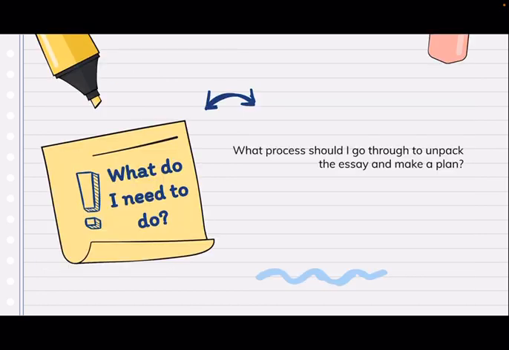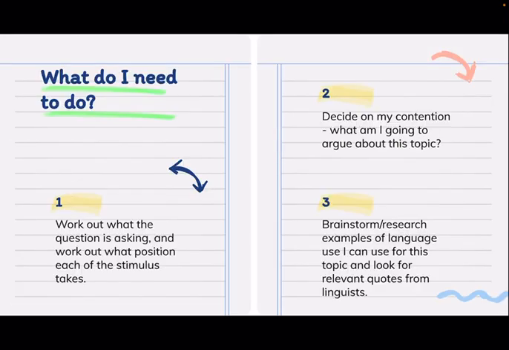Alright, so we're going to talk now about what you need to do, so the process that you actually go through to unpack an essay and make a plan. The first thing you need to do is work out what the question is asking, and then also work out what position each of the stimulus takes about that particular topic. The second thing you need to do is decide on your contention, so what are you going to argue about this topic? The third thing you need to do is brainstorm or research examples of language use that you can use for the topic and look at relevant quotes from linguists.